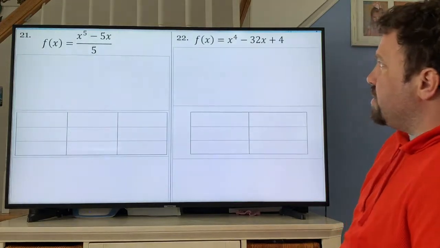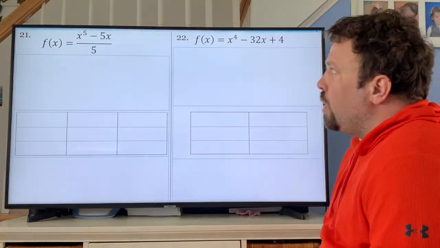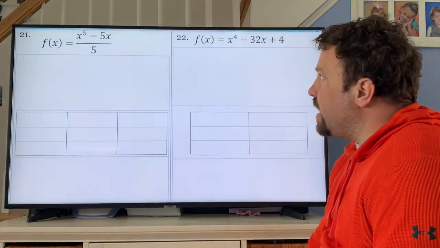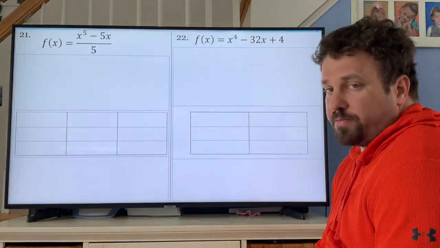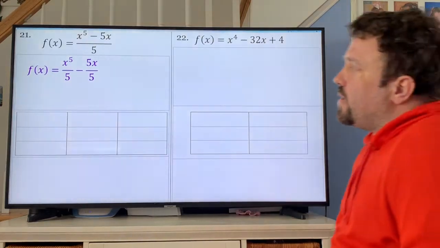So let's start with problems 21 and 22. Why don't you attempt to find the answers? We're doing the same thing we did in the last lesson. The first thing you should find is the derivative.